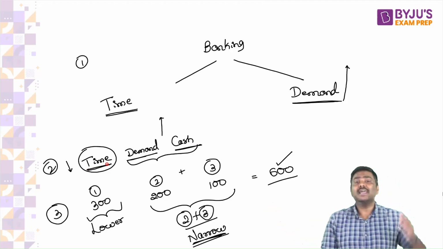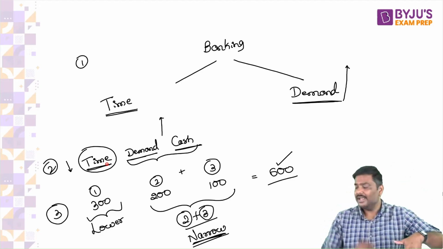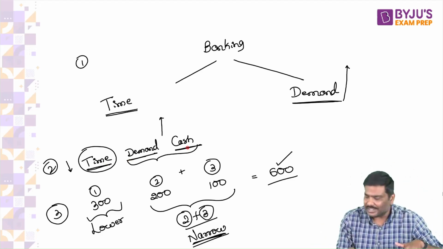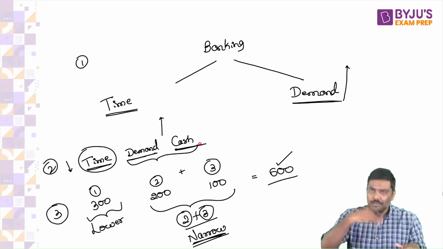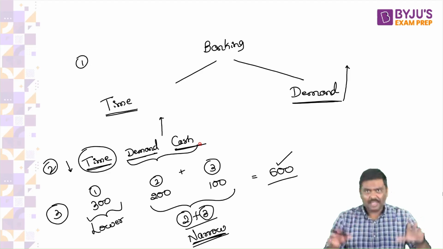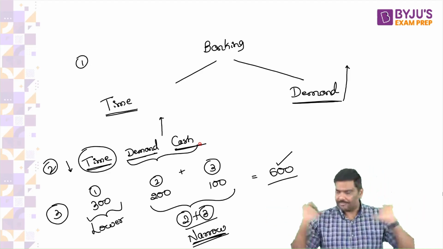Listen to what I say. I'm saying time deposit has a lesser liquidity compared to demand deposit and cash. Any problem with point number 2? Now come to the point number 3.